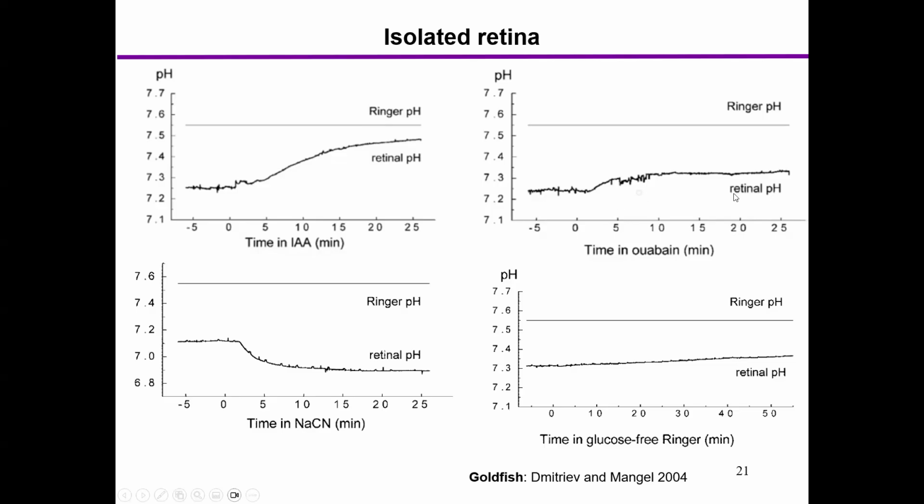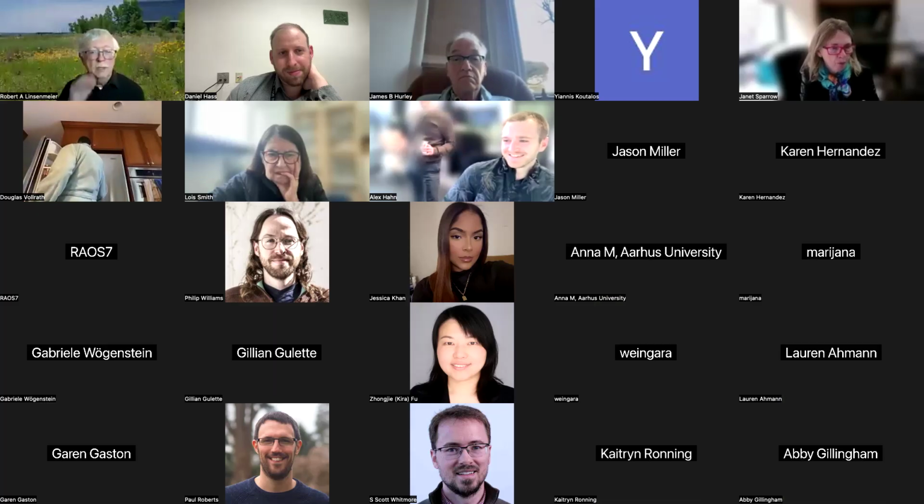If you use ouabain, it has a much smaller effect, because evidently a lot of energy metabolism still has to go on when you're in ouabain. And if you put it in glucose-free Ringer, the effect is very slow, presumably because all these other substrates come into play. Anyway, it's an interesting result that probably you might not know about. So that's what I have to tell you.